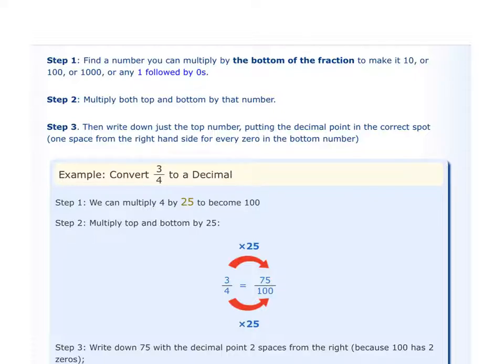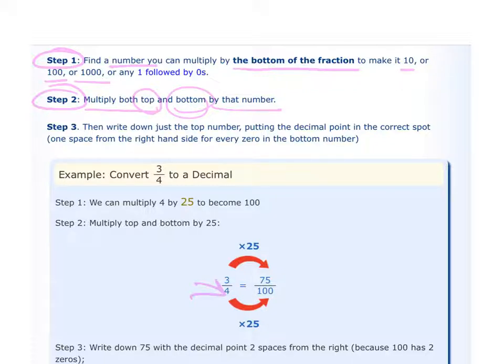So the first thing that we have to do is find a number that we can multiply by the bottom part of a fraction to turn it into 10 or 100 or 1,000, or any one followed by zeros. So find a number that we can multiply by the denominator to make it 10, 100, or 1,000. And then, because we are creating equivalent fractions, step 2 is that we have to multiply both the top and the bottom by the same number to keep those fractions equivalent.